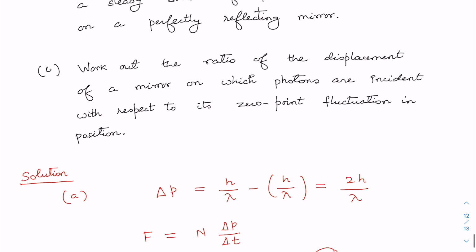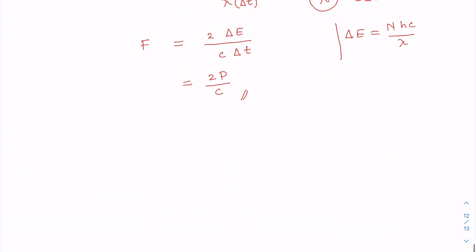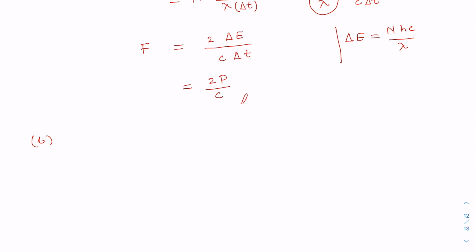Okay, now let us do the second part. Work out the ratio of the displacement of a mirror on which photons are incident with respect to its zero point fluctuation in position. Let us do it. Say due to the photon, the mirror having mass m and resonance frequency or natural frequency omega m is getting displaced by an amount delta x when a photon is getting incident on it.